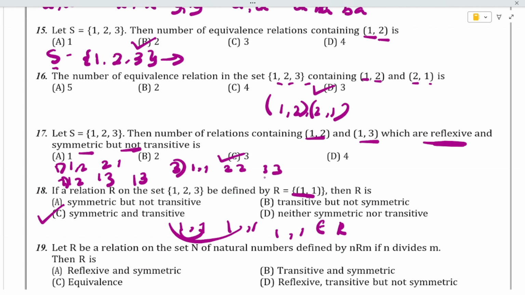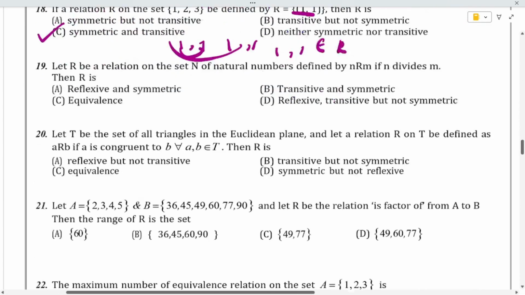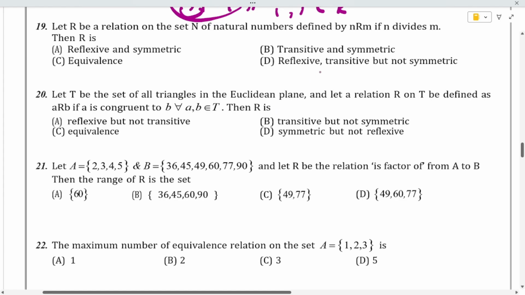Okay, now if you take the 19th question, they have given N, the natural numbers, defined by the relation n divides m. Then R will be what? It is divisibility, right? The logic here is divisibility, so it will be reflexive and transitive, but it will not be symmetric. Next, T is the set of triangles in the Euclidean plane, and the relation is congruence. See, now you can see it is congruence of triangles, right? It is an equivalence relation.